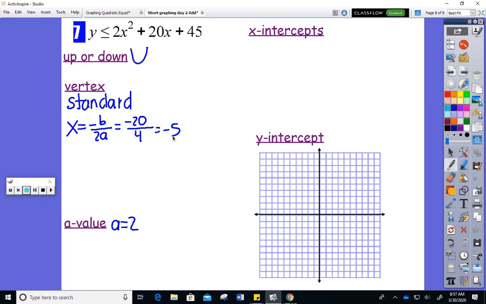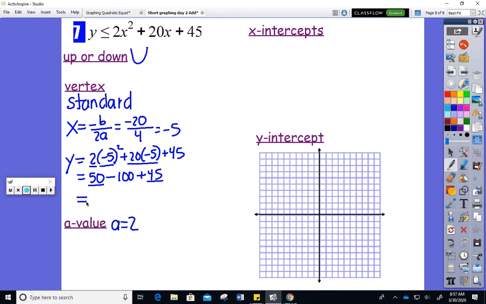That's negative 5. I need the y coordinate, so 2 times negative 5 squared plus 20 times negative 5 plus 45. Now, negative 5 squared is positive 25 times 2 is positive 50. 20 times negative 5 is negative 100 plus 45. I notice 50 and 45 adds up to 95, and 95 minus 100 is negative 5. So I'm getting that my vertex is at negative 5, negative 5.